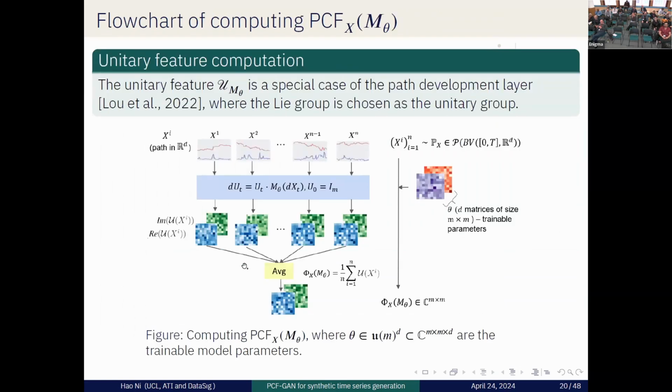So here is the illustration of how we calculate the PCF of the stochastic process empirically. For each sample drawn from X, we calculate the corresponding unitary feature associated with this linear map theta, and we simply average those unitary features to get the empirical estimation of the PCF of X.